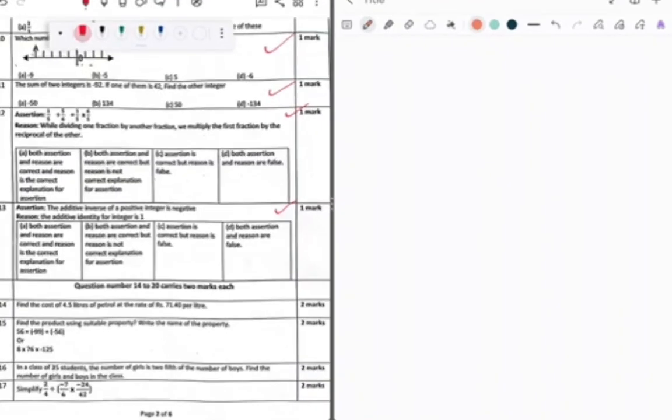14. Find the cost of 4.5 liters of petrol at a rate. We need to explain rate. What is the rate? This is English. We're explaining an English class right now. What is the rate? Rate. They're telling you, let's use their example.